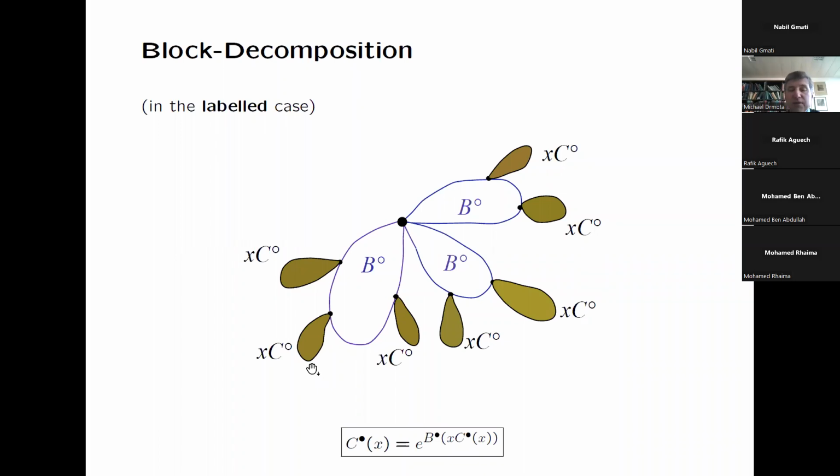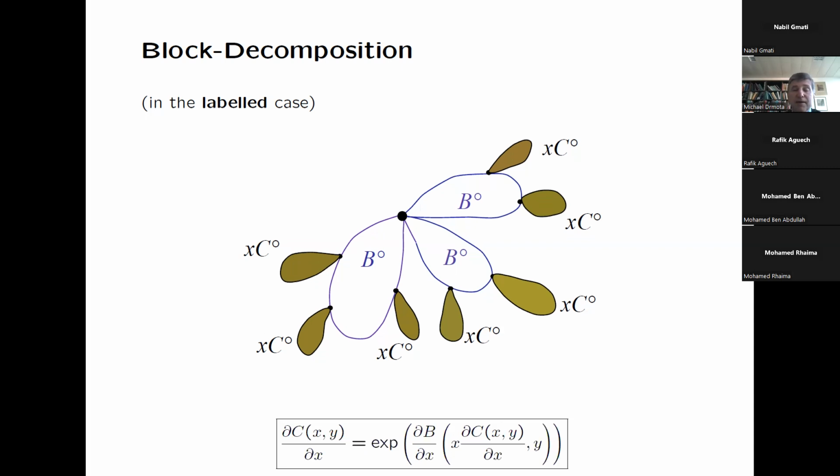Well, to make this unique, you have to start with a marked vertex or a root, and then you have a tree-like decomposition. And this tree-like decomposition just translates into a functional equation that looks very similar to the functional equation that we had for trees. For trees, the blocks are just edges. So this is a special case of this general equation that we have. And you can also do it with edges and so on.